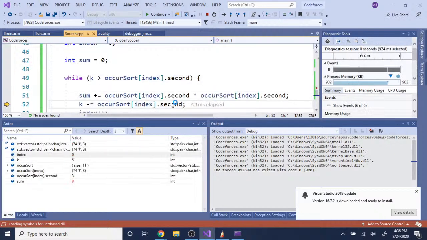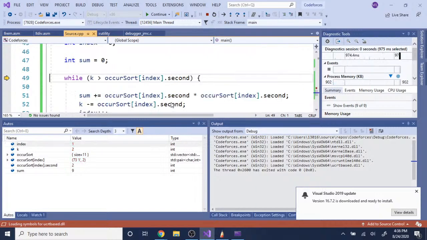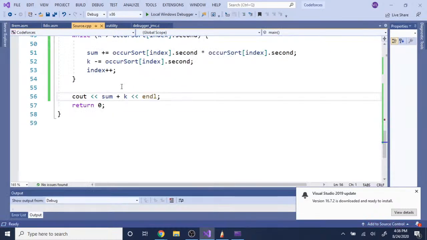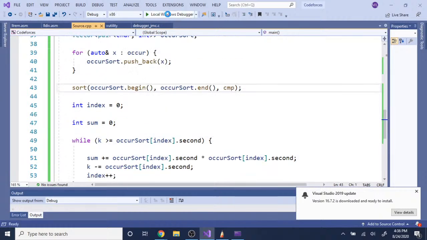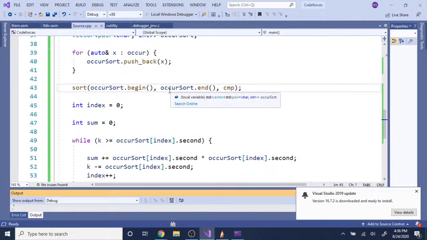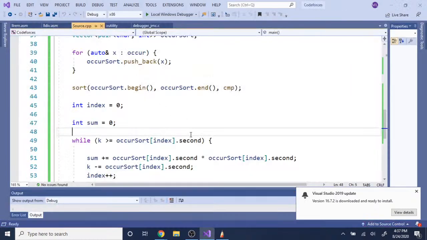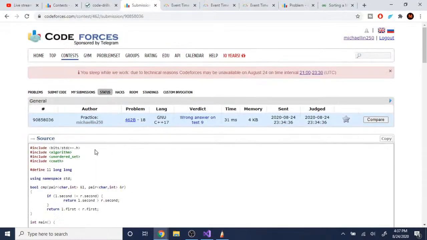Okay, so the first again 9 times 9. Sum should be 9. K is now 2. It should be greater than or equal to. So then it goes to the next one. Easy. Now it's 13. Okay, yeah. So now let's submit it.